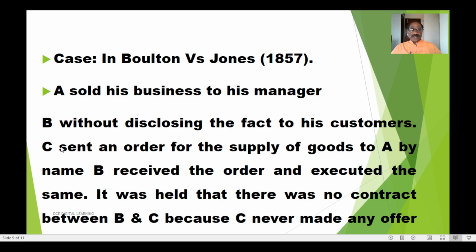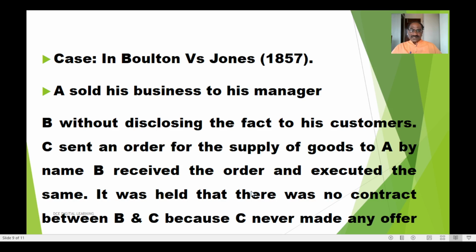But later on what happened here is, C sent an order for the supply of goods to A by name, B received. But C ಏನು ಮಾಡಿದ್ದಾರೆ ಅಂದರೆ, C is a third party. ಅವರು ಆರ್ಡರ್ ಮಾಡಿದ್ದಾರೆ ಇನ್ ದ ನೇಮ್ ಆಫ್ A. A ಹೆಸರಲ್ಲಿ ಏನು ಆರ್ಡರ್ ಮಾಡಿದ್ದಾರೆ? ಫಾರ್ ದಿ ಸಪ್ಲೈ ಆಫ್ ಗೂಡ್ಸ್, ನಮಗೆ ಇಂಥ ಒಂದು ವಸ್ತುಗಳು ಬೇಕಾಗ್ತವೆ, ಸಪ್ಲೈ ಮಾಡಿ ಅಂತ ಆರ್ಡರ್ ಮಾಡಿದ್ದಾರೆ. But B received the order and executed the same. ಬಿ ಆರ್ಡರ್ ರಿಸೀವ್ ಮಾಡಿಕೊಂಡು ಆರ್ಡರ್ ಪ್ರಕಾರ the goods are sent by B to the C.